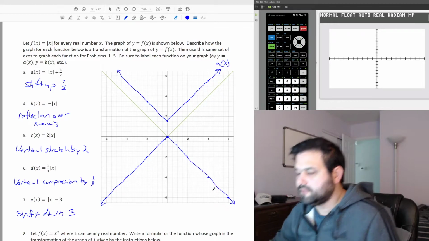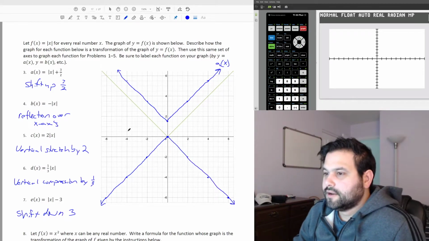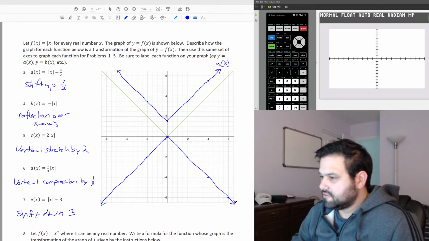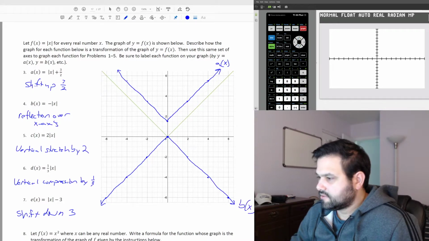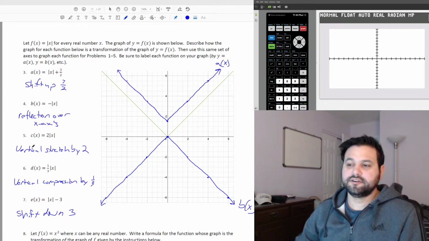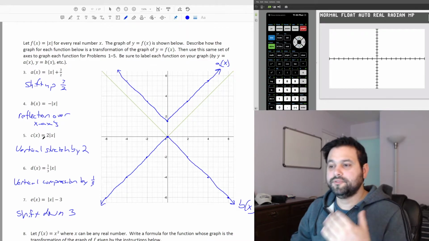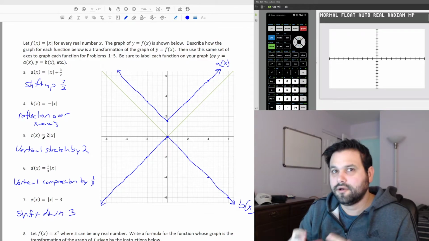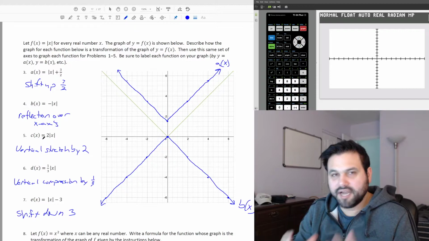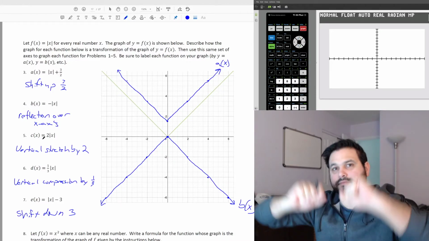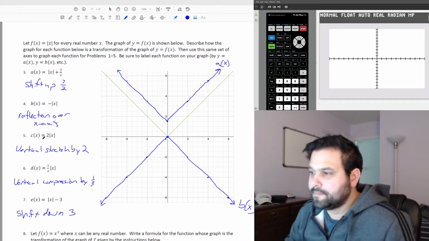That didn't come out very good, but close enough. Let's label that B of x and move on to C of x. This is going to be a vertical stretch by 2. So what I'm doing here is I'm multiplying all of my y values by 2. Right? That's going to be how I vertically stretch that.